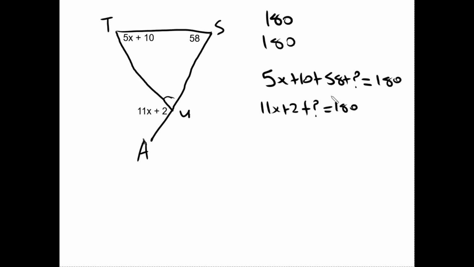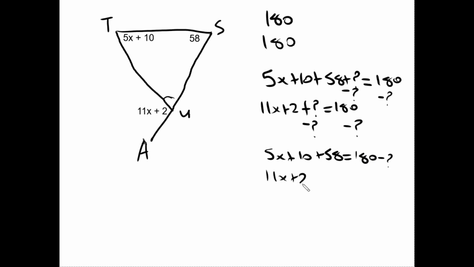And what we can conclude is that, subtracting the question mark from both equations, we have 5x plus 10 plus 58 equals 180 minus question mark. And the same for over here, 11x plus 2 equals 180 minus question mark.